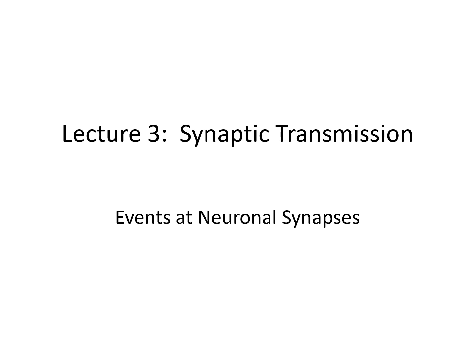Hi everyone, this is lecture 3 on synaptic transmission. In the last lecture we learned about the electrical events that occur in a neuron and how an action potential is produced and propagated. Now we're going to look at different ways synaptic transmission occurs in neurons.